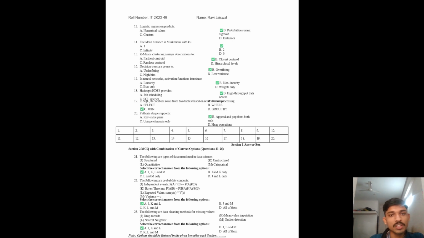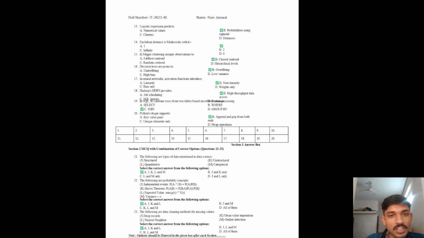The 14th one is: Euclidean distance is Minkowski with k equals to. If we want to find Euclidean distance, then we have to put the value of k as 2. If we want to find Manhattan distance, then we have to put k equals to 1.